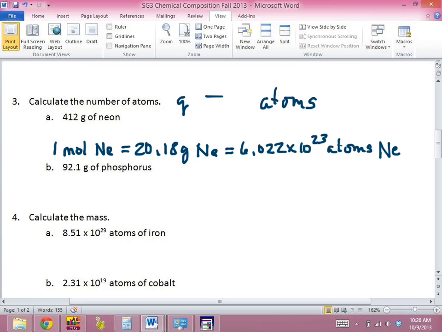So we can go directly from grams to atoms for an element. So 412 grams times, we're going to put grams on the bottom and atoms on the top. 20.18 grams of neon is equal to 1 mole, which is Avogadro's number of atoms. So the grams cancel.